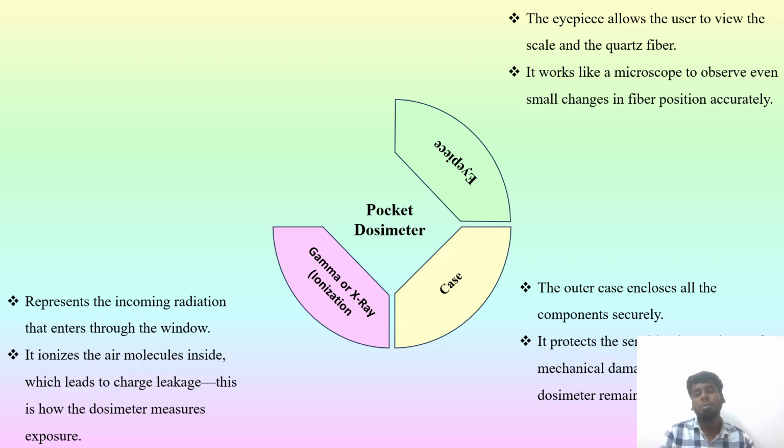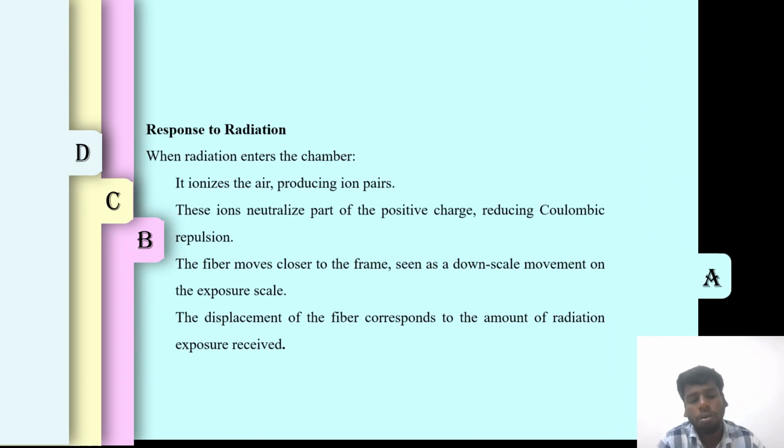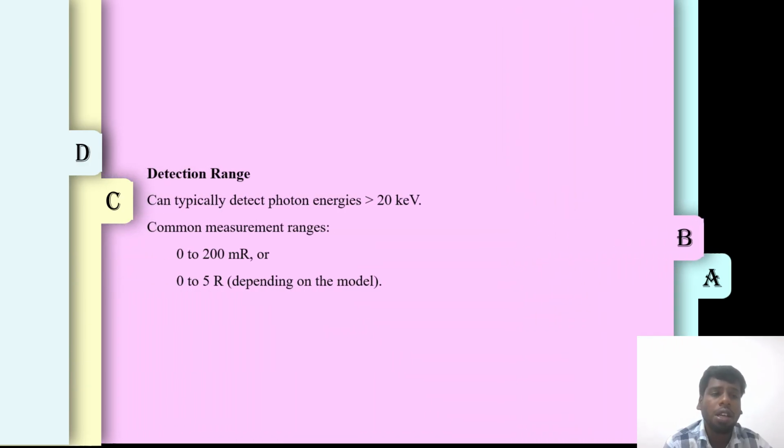This is the principle of the pocket dosimeter with gamma or X-rays. There are two types of dosimeters: thermoluminescent, and MOSFET dosimeter, pin dosimeter, which are two types of electronic dosimeter. So these are the advantages, disadvantages, applications, principle and working of the dosimeters, the thermoluminescent dosimeter and the pocket dosimeter. Thank you.